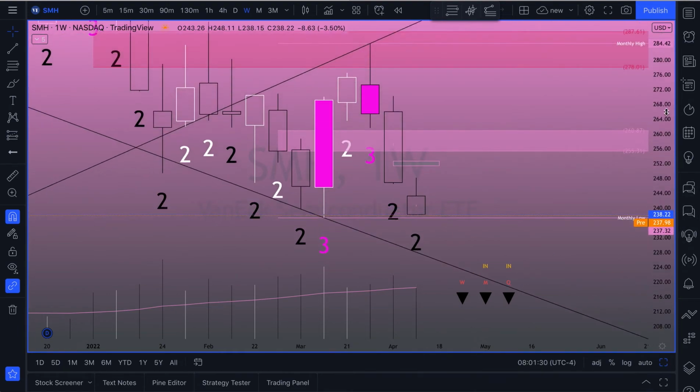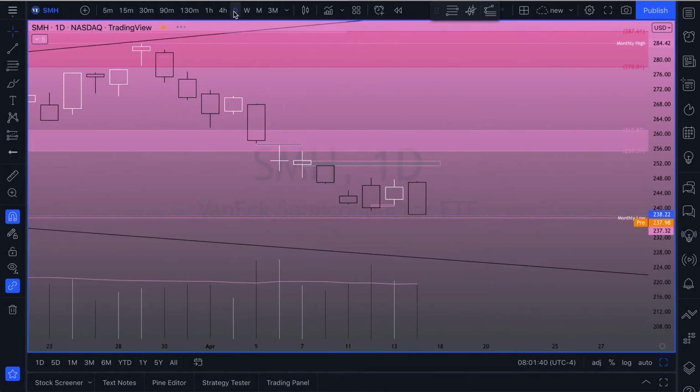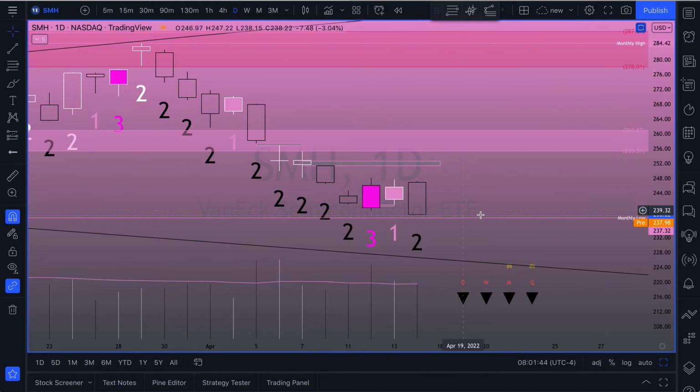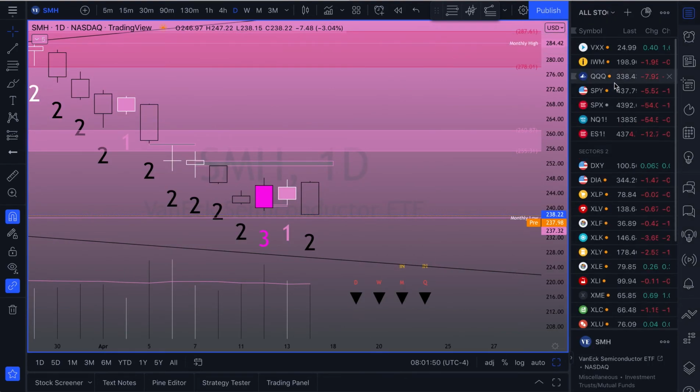So my guess is we trigger 2 down, come down a little bit, and then maybe bounce for a retest, potentially fill this gap. So I will watch it, but the direction seems to be down on semiconductors. All right, let's do the Qs. Sorry, Qs.